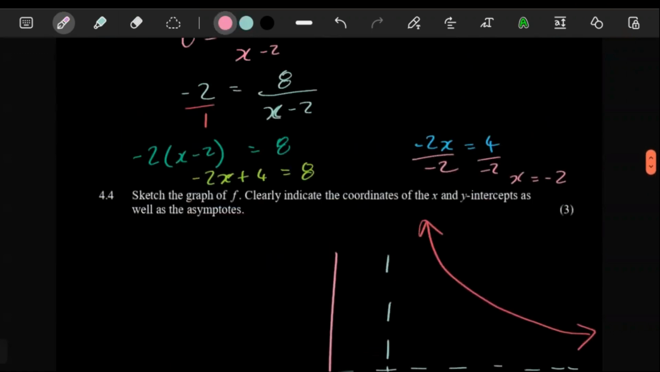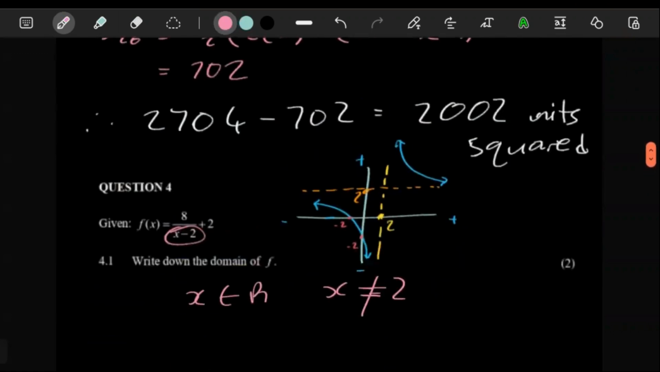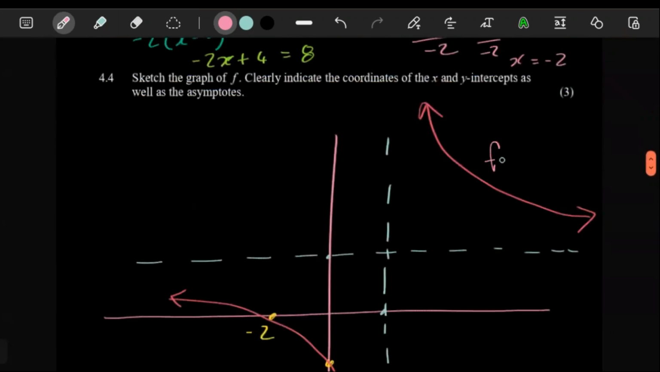Let's just label this graph. This here, we're labeling it f of x. Nothing crazy, nothing major. You get your 3 marks and you move on.